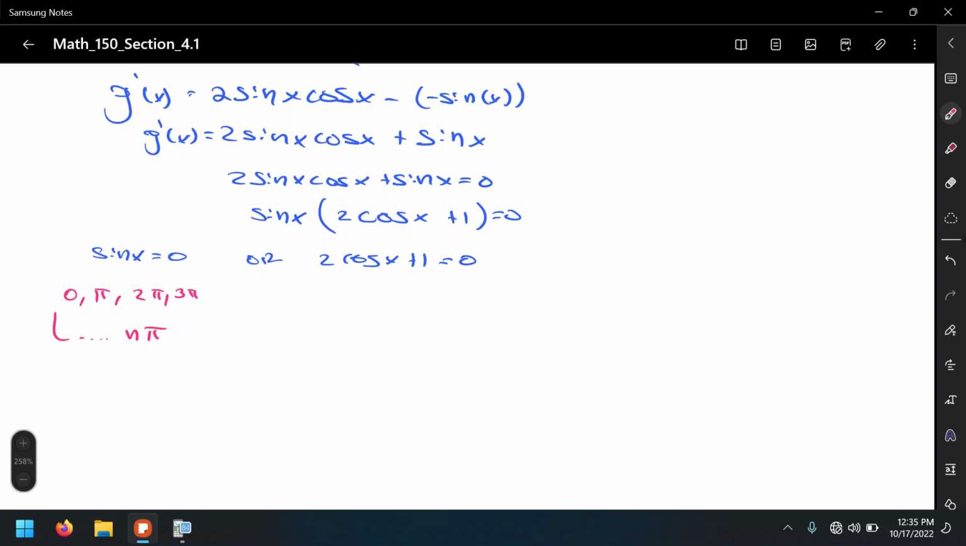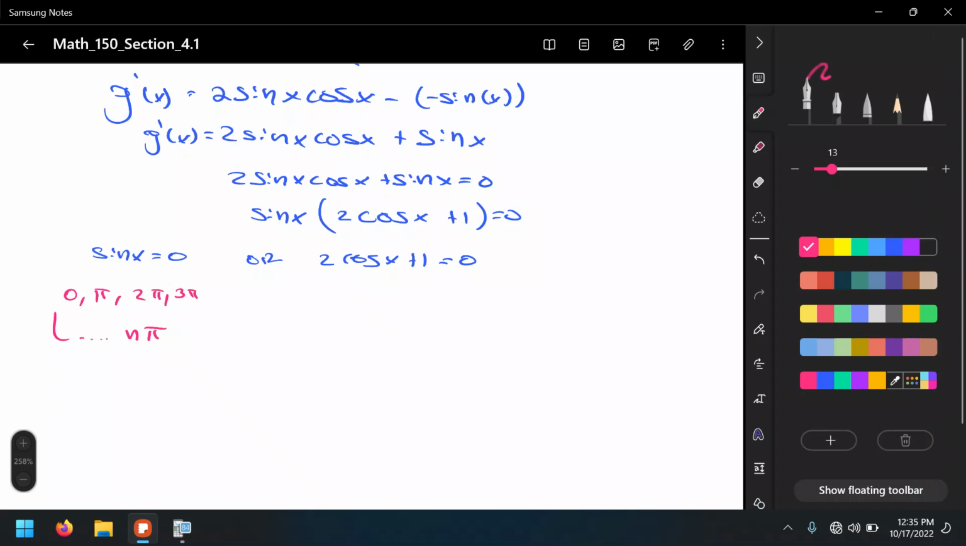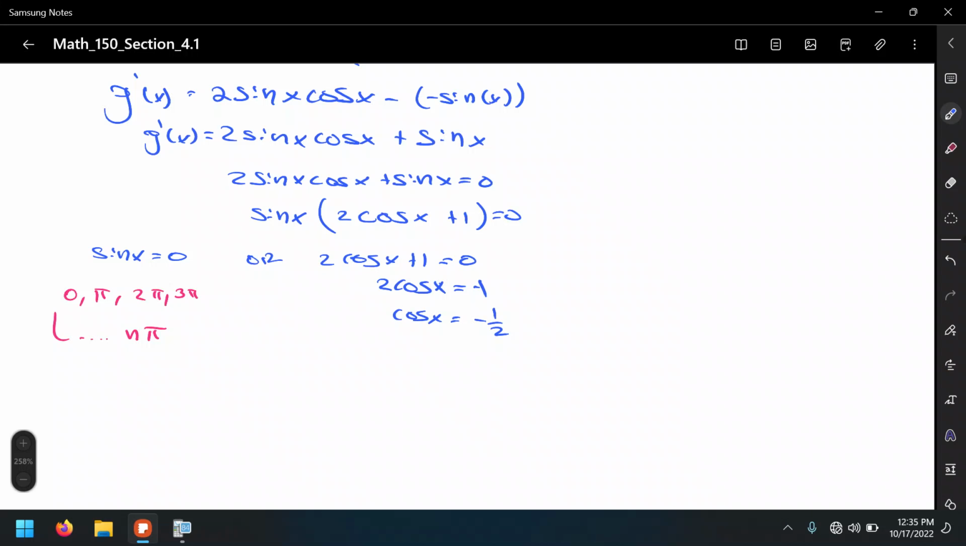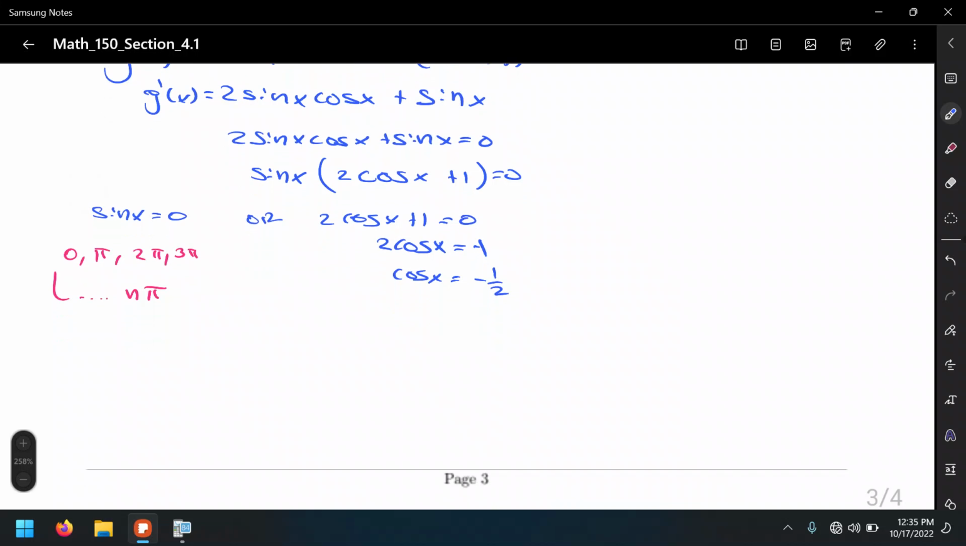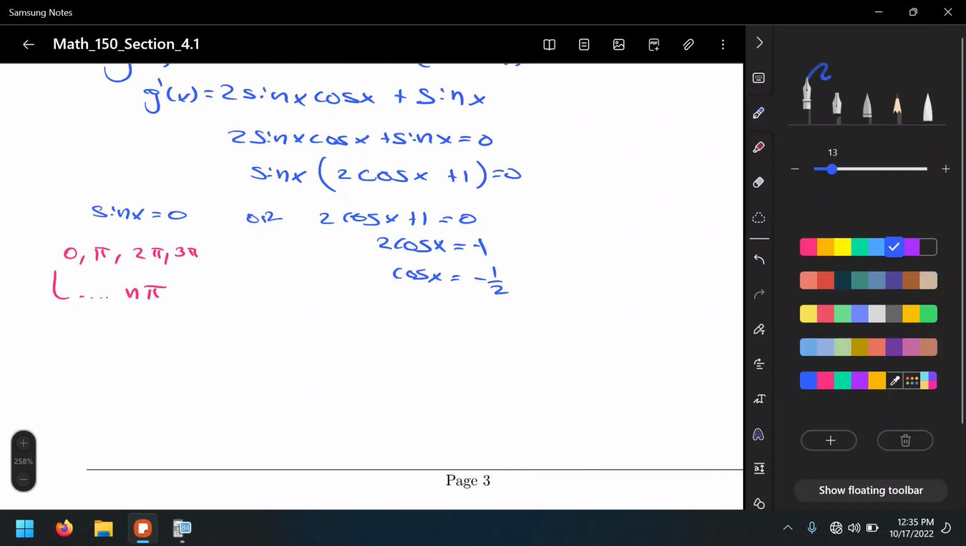Alright, then what about the second equation? That's 2 cosine x plus 1. That's the same as saying 2 cosine x equals negative 1, and cosine x equals negative 1 half. So we will be looking for all the angles that have a cosine equal to negative 1 half.